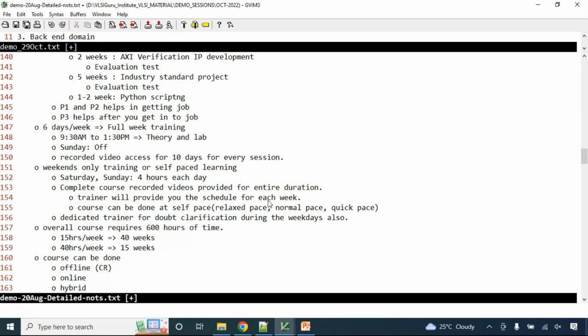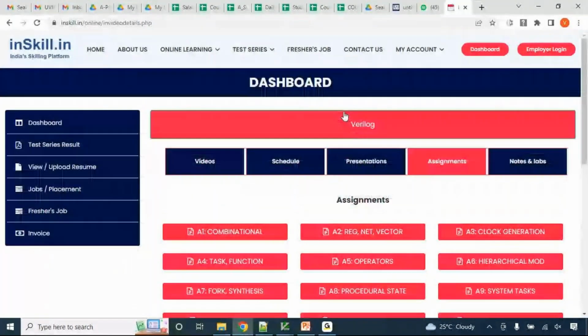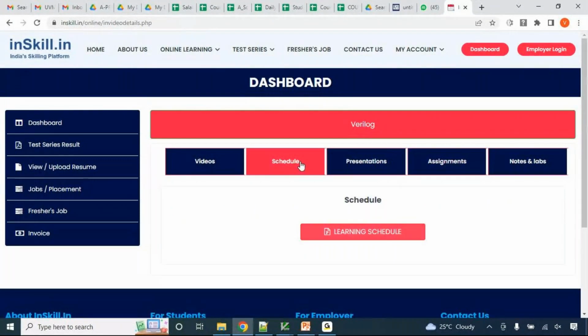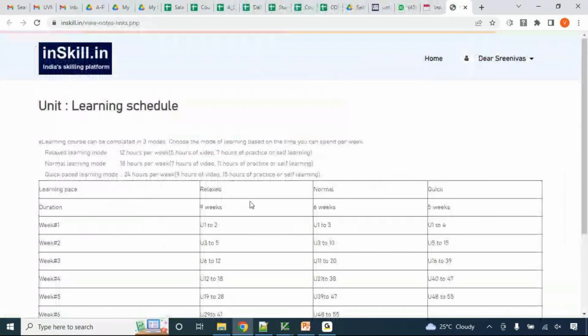So you give daily videos, and in the weekends you just revise something, right? See, what we do is in the previous batch, we would have recorded the videos. We will give you the entire set of videos and we'll give you the learning schedule also. Let's say I logged into Verilog, I go to schedule. There's a learning schedule. There are three modes: relaxed mode, normal learning mode, quick learning mode.